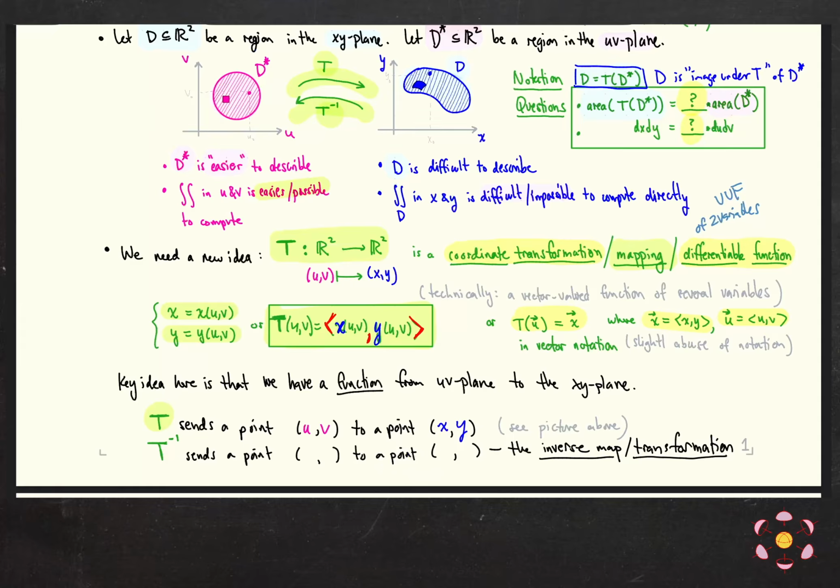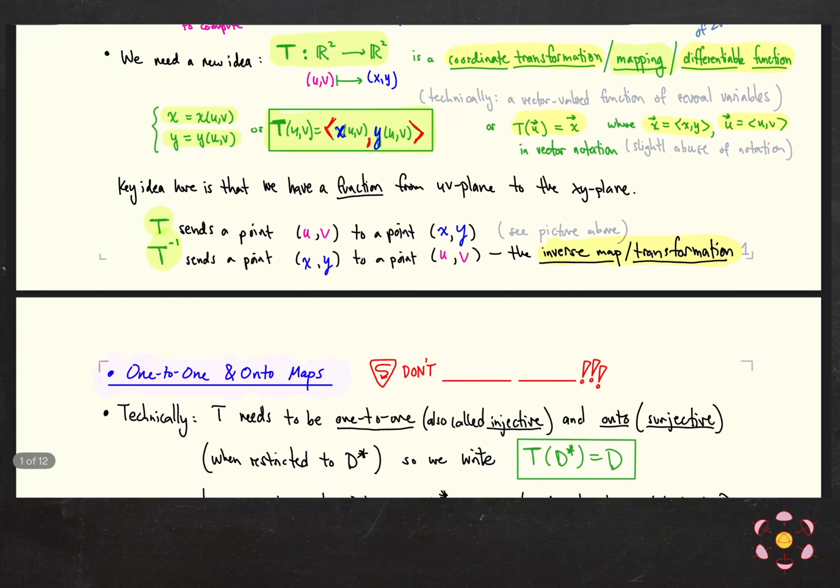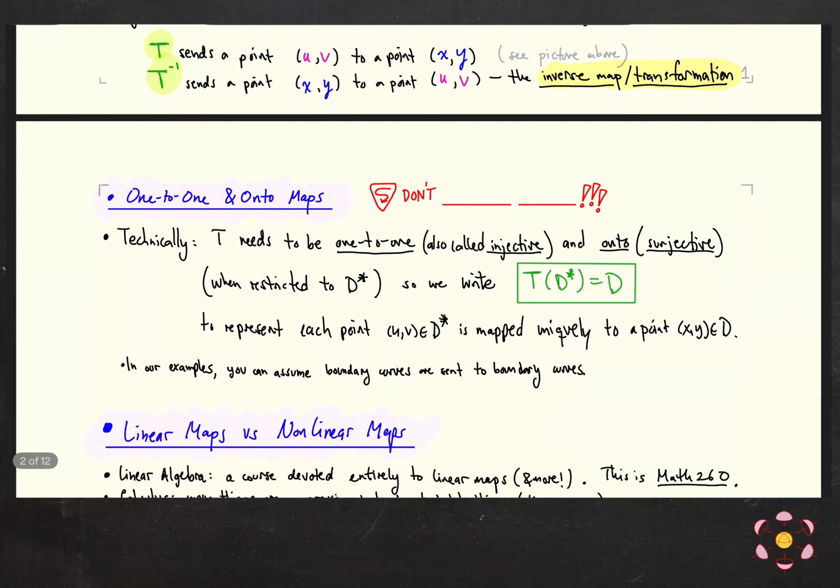What about T inverse? Well, it reverses it. It starts in the xy plane and then sends something to the UV plane. Okay, cool, and we call this the inverse map or the inverse transformation. Okay, great. So a little bit of the fine print here.